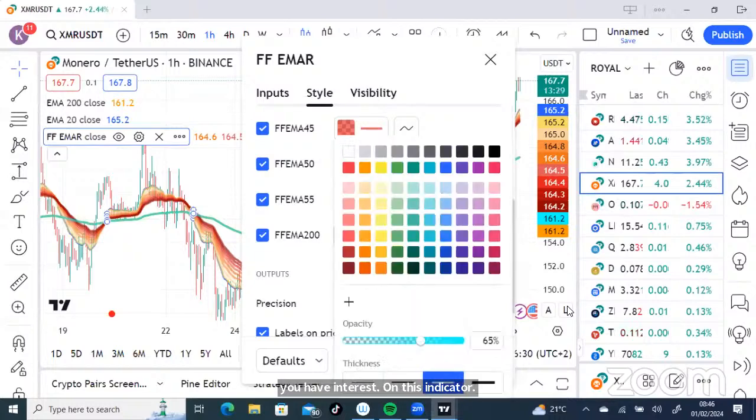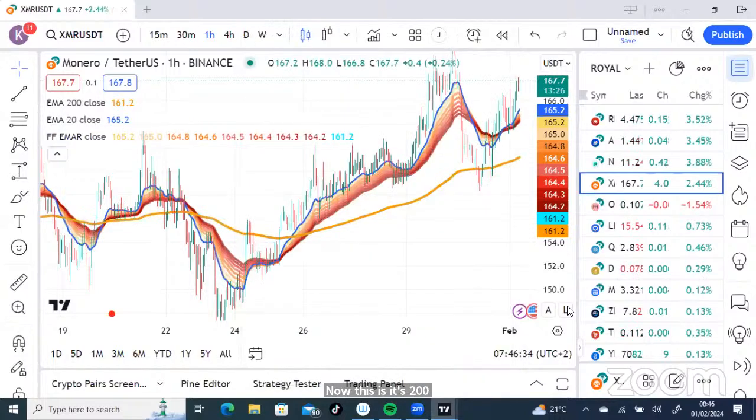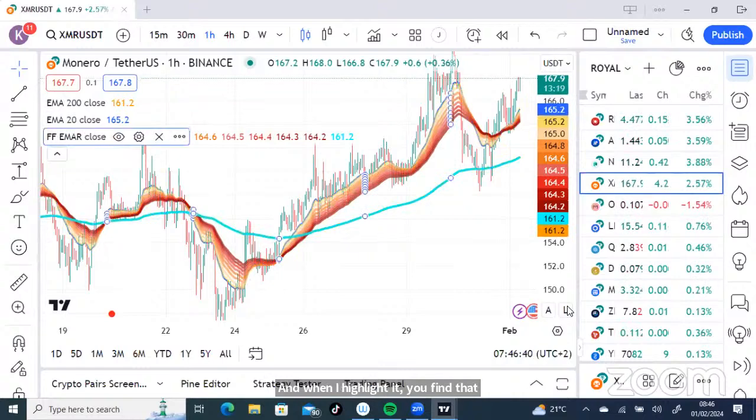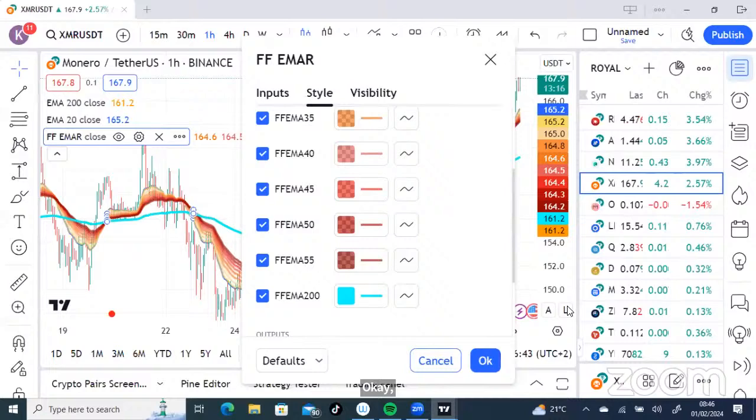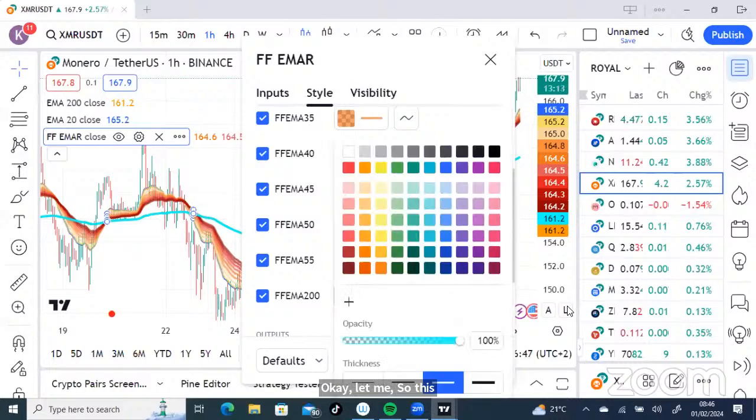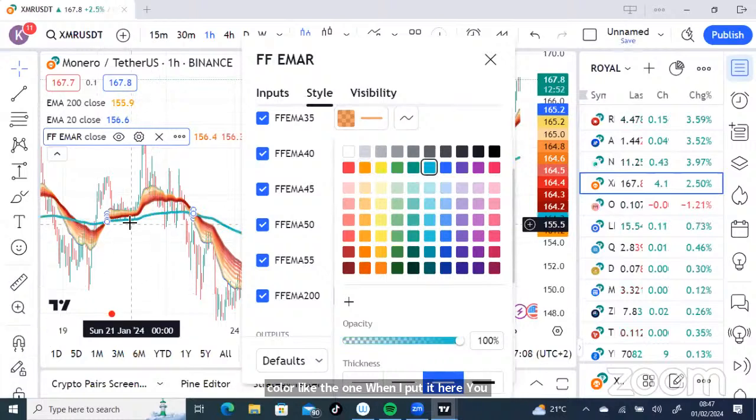Now this is its 200 moving average. I can highlight it, and when I highlight it, you find that, okay, let me tap on it. So this is its 200 moving average. Let me also put it in orange. It's not allowing, I think. Okay, when I put it in orange, you see it is the same color, like the one of ours. So this is the same.